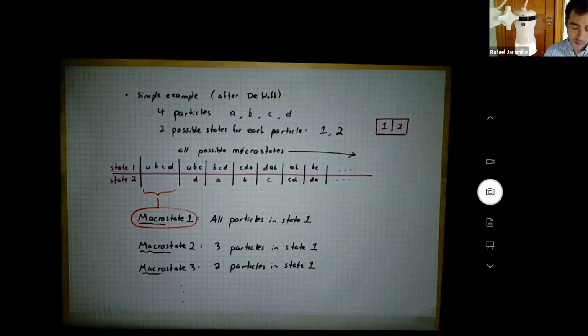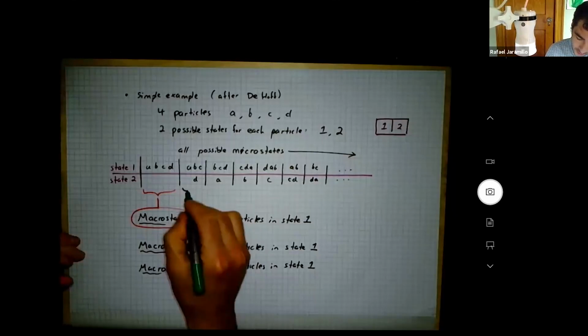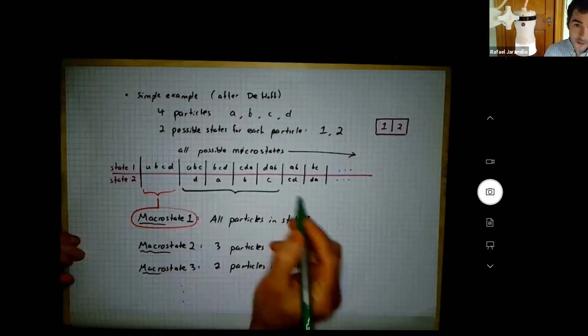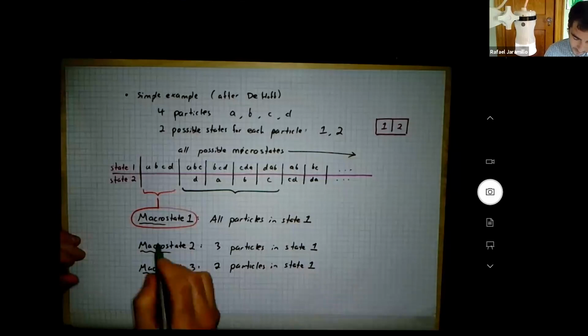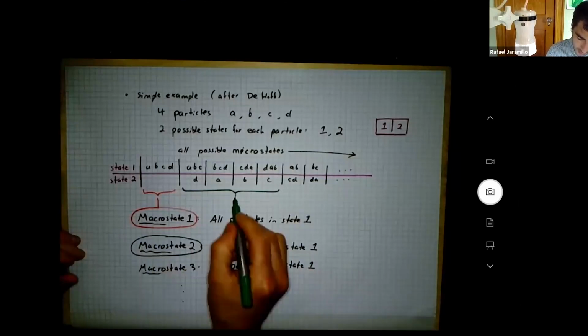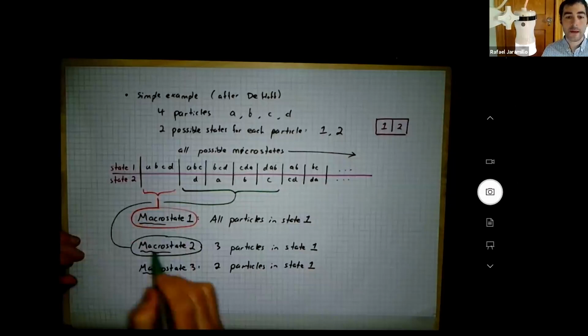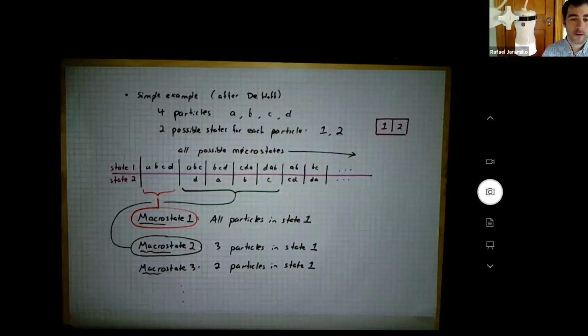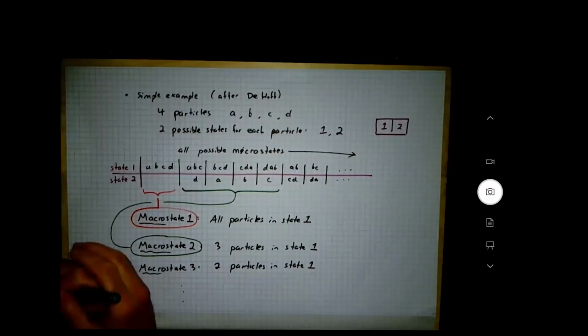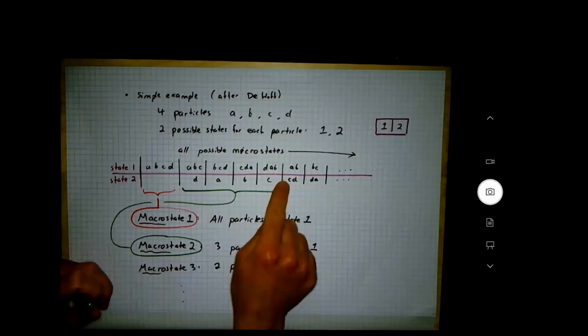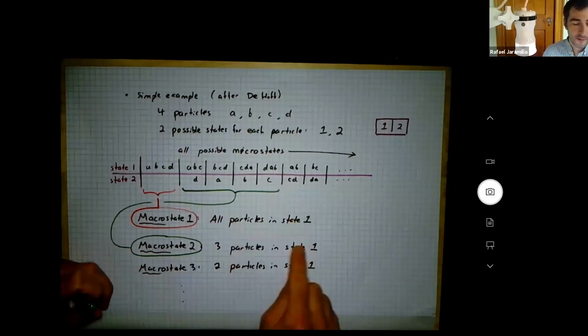Just one. That's right. Okay. Macrostate 2 has these microstates. So how many microstates are there that are consistent with this macrostate definition? 4. All right, there are 4 microstates that are consistent with this macrostate.